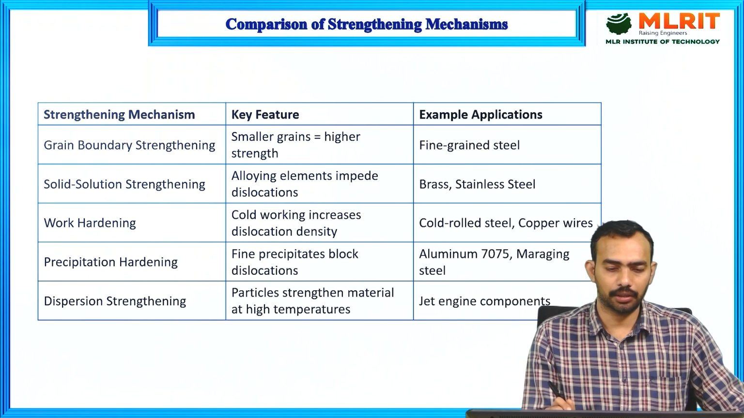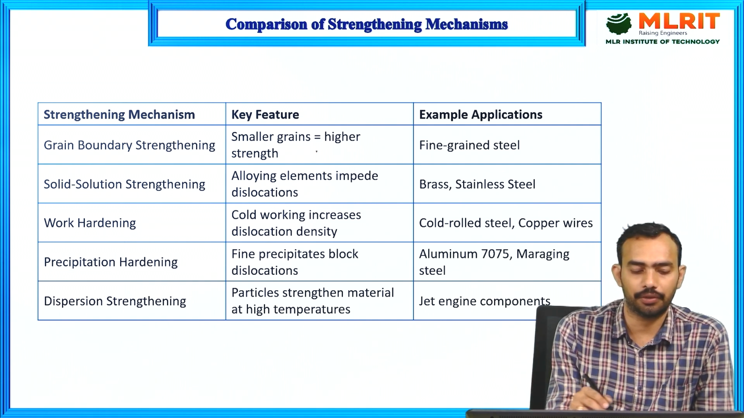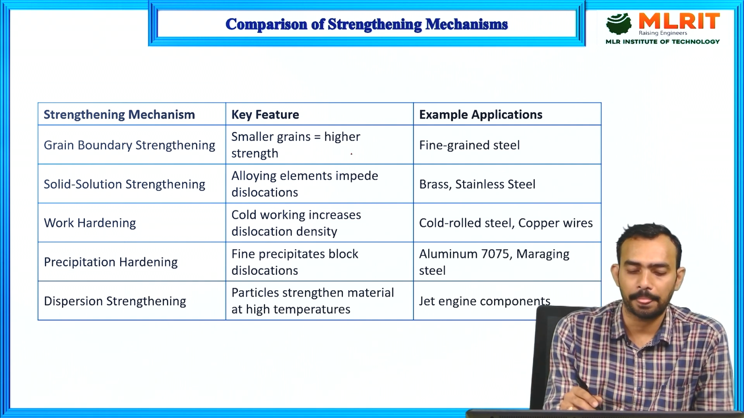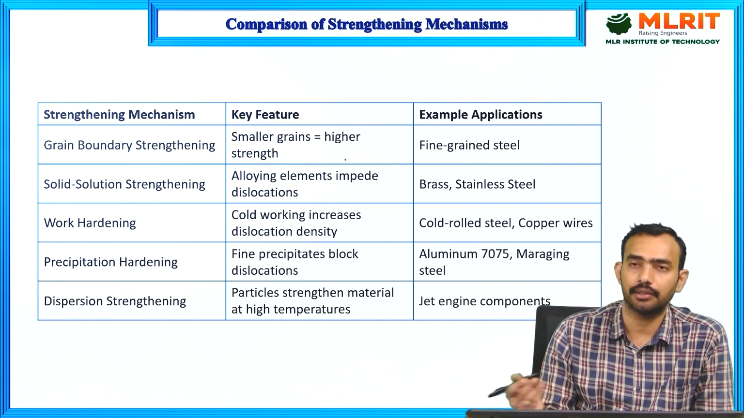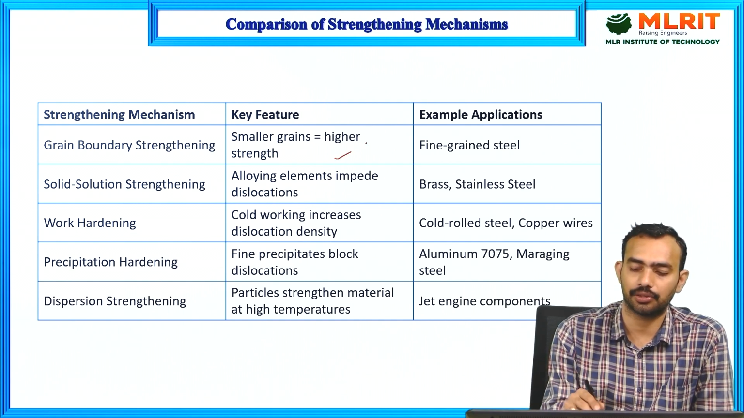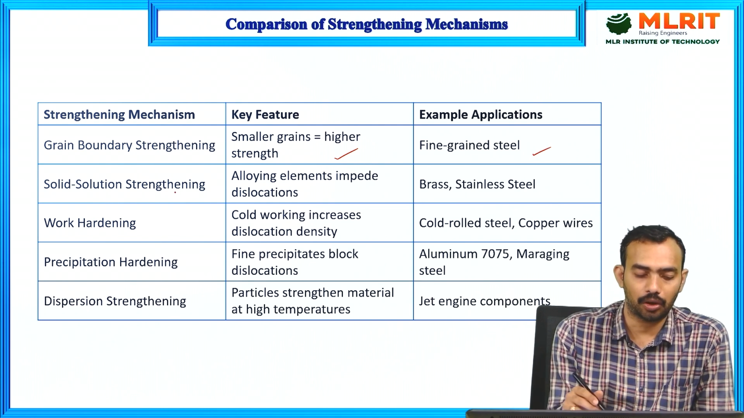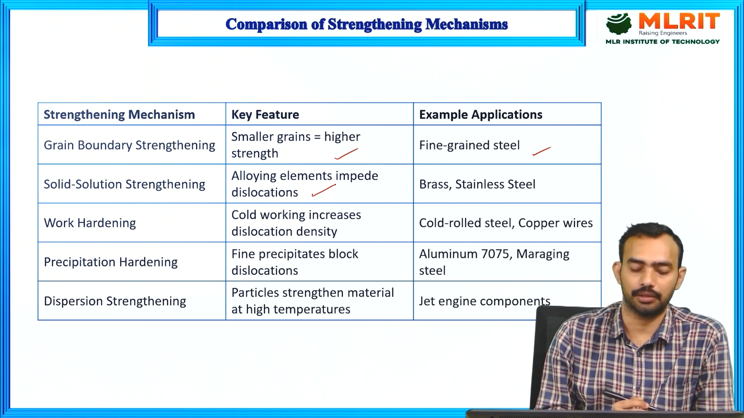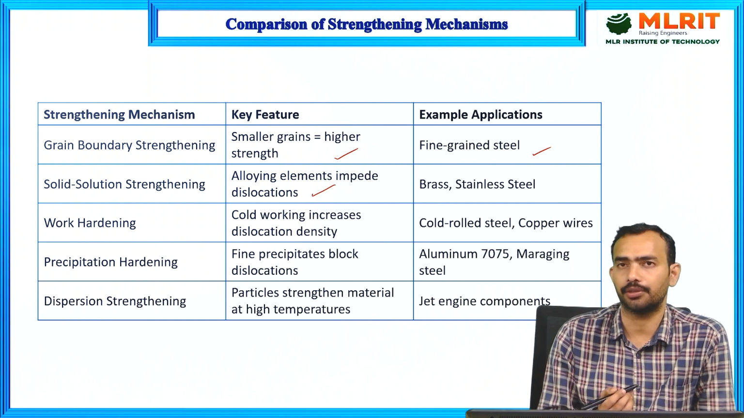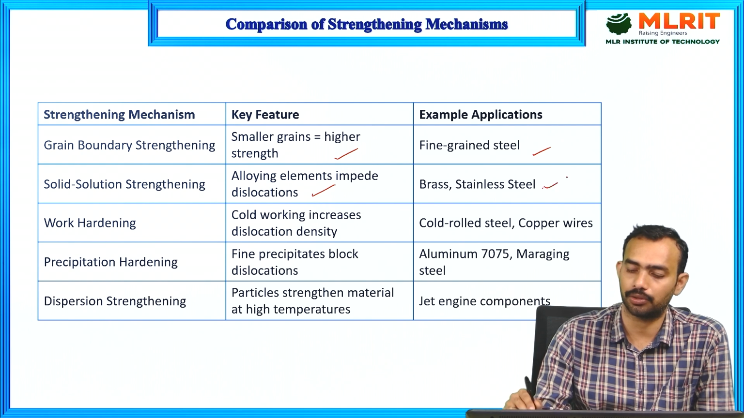If you look at the comparison of the strengthening mechanisms, first, the key feature we discussed is grain boundaries. The smaller the grains, the higher the strength, because grain boundaries are enhanced. An example is fine grained steel. Then solid solution strengthening, where alloying elements impede the dislocation motion. Examples could be brass and stainless steel.